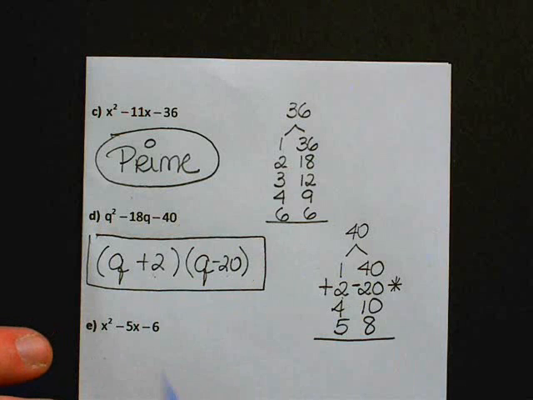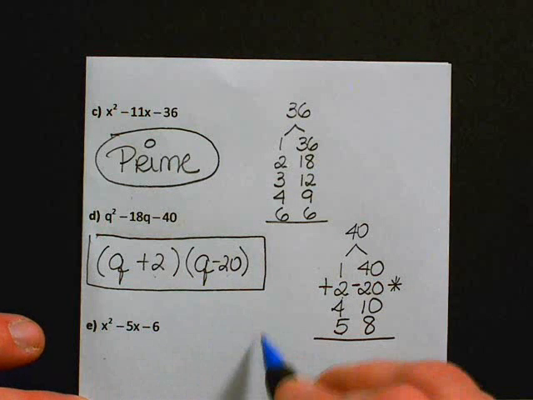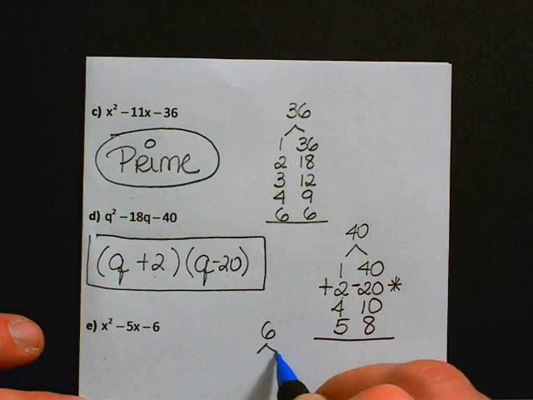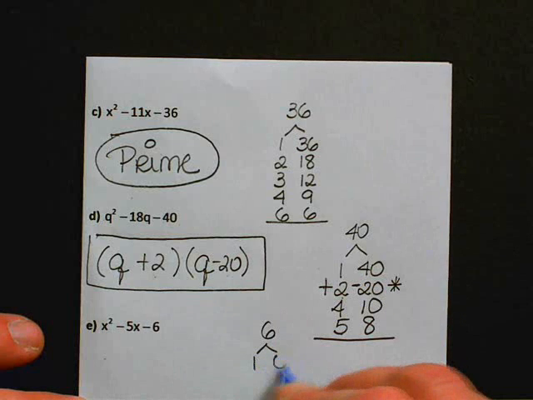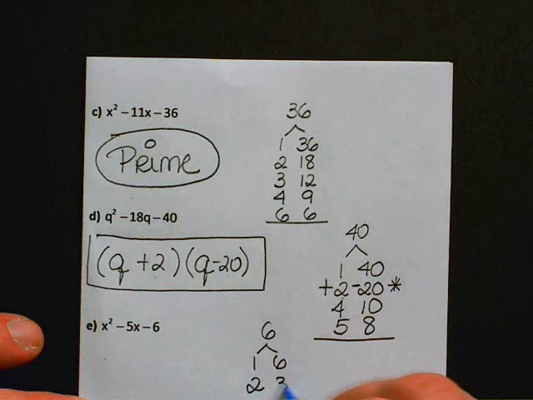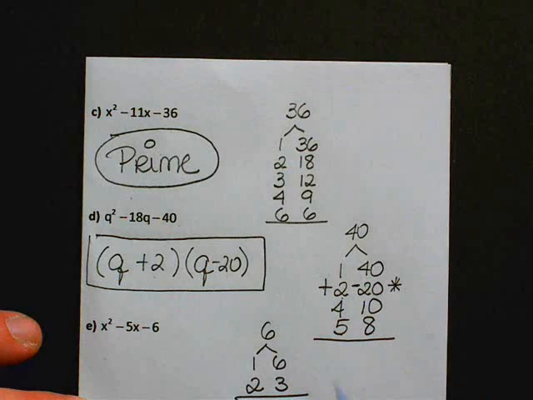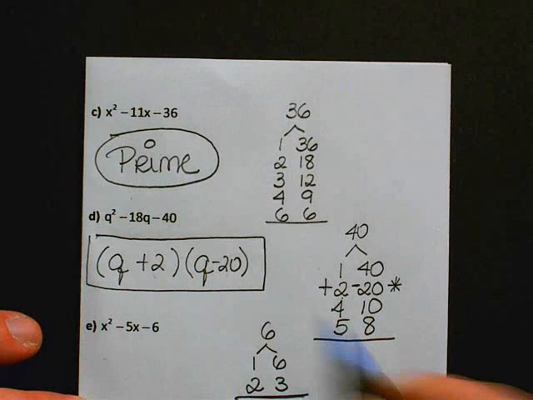Let's try the next one. It's going to be 1 times 6 is 6. What numbers give me 6? 1 and 6. 2 and 3. And that's it. Let's look at the signs.